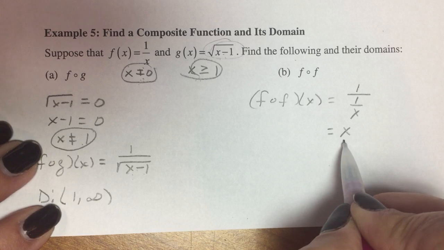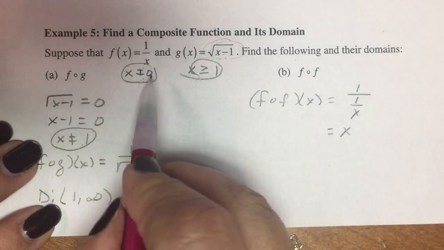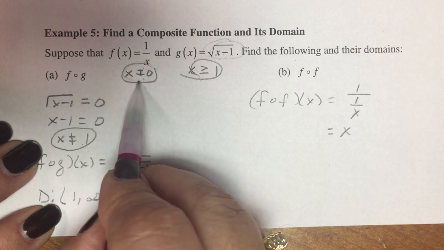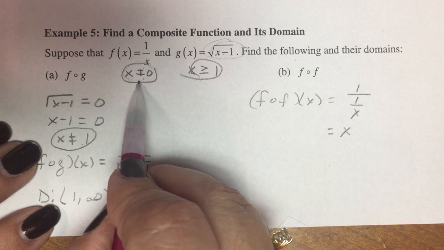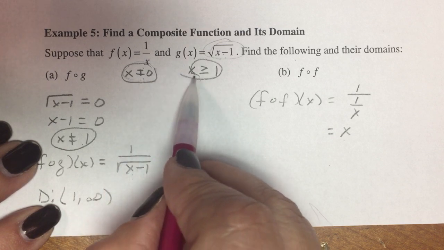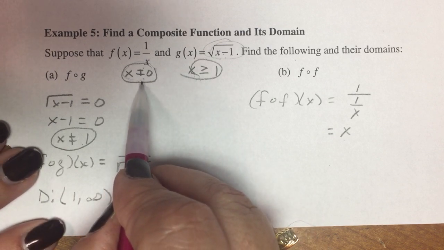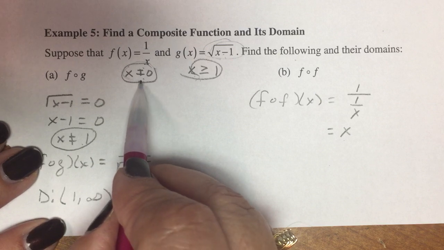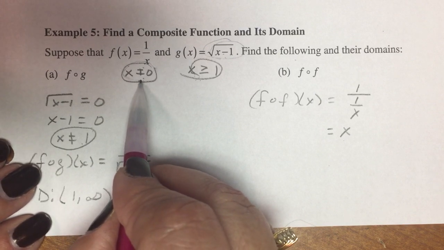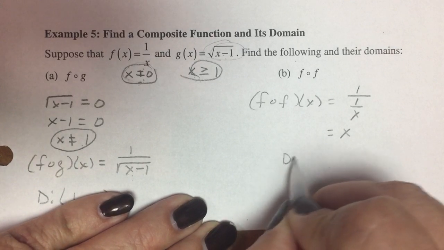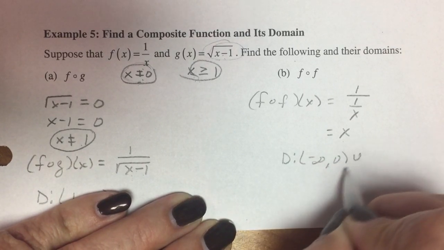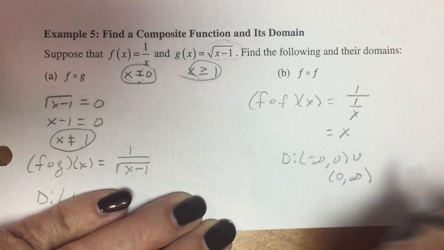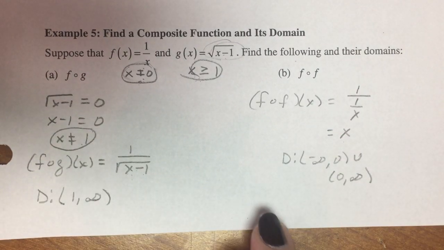But when we list the domain, we have to take into account that originally x could not equal 0. So that means that x still cannot equal 0 because you have to include the domains of each of the original functions. In this case, simply this one, because that's the only one we used in f of f. So your domain would be from negative infinity to 0, union with 0 to infinity. That right there, the domain of a composition function, is one of the hardest things that we look at.